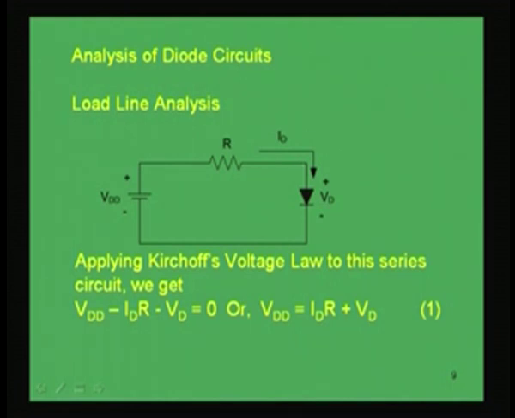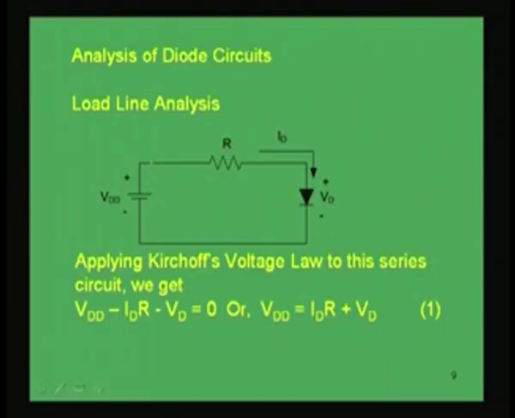So, in this series circuit, if we now apply Kirchhoff's voltage law, which is the law applied to a series circuit, and all of us know what Kirchhoff's voltage law is: the algebraic summation of the voltage drops in a loop is equal to 0. If we apply that law in this circuit, we get VDD minus ID into R, where ID is the diode current in this circuit, minus VD, the drop across this diode, equal to 0. It comes from Kirchhoff's voltage law being applied here.